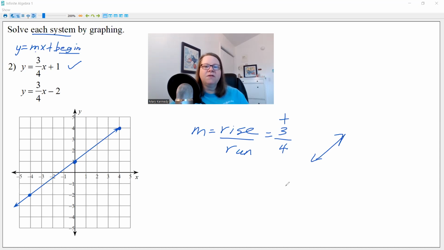Let's do a different color for this. Let's do green. y equals 3/4 x minus 2. So I'm going to begin at -2 on the y-axis. We'll put a point there. And I've got a slope of 3/4.